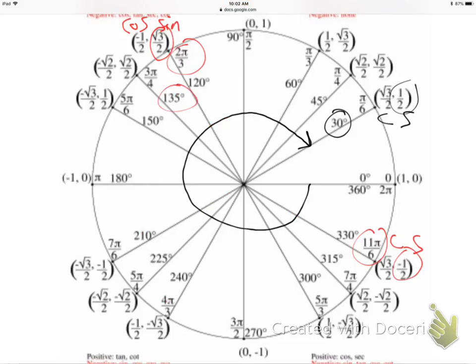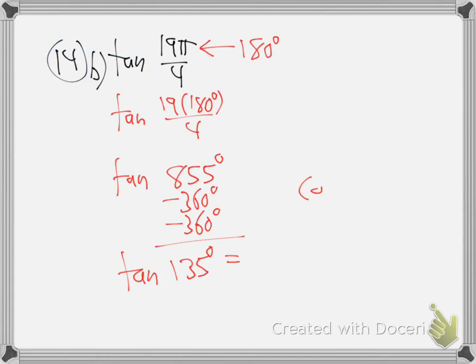And then go to your favorite location, the unit circle. 135 degrees. Cosine, sine. So the cosine is negative root 2 over 2. Sine is positive root 2 over 2. So how do I do the tangent? What are the tangent there?